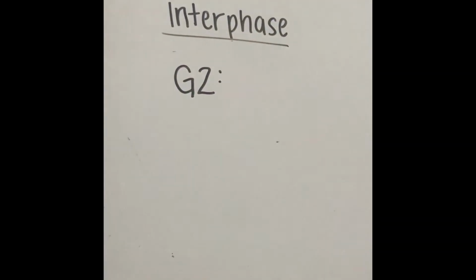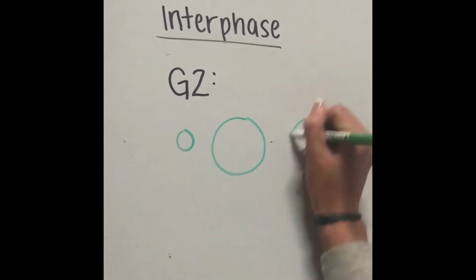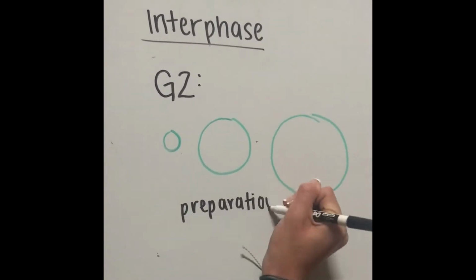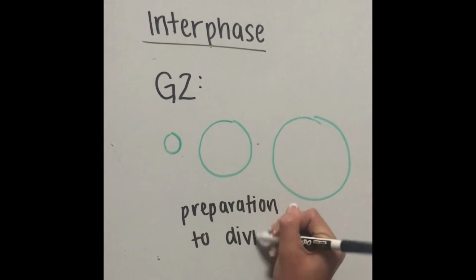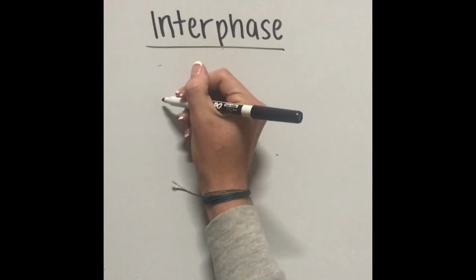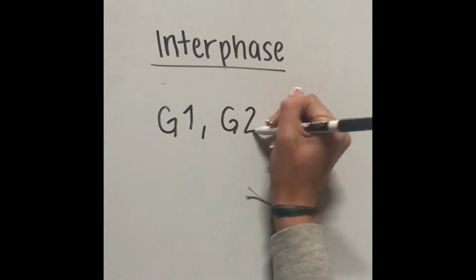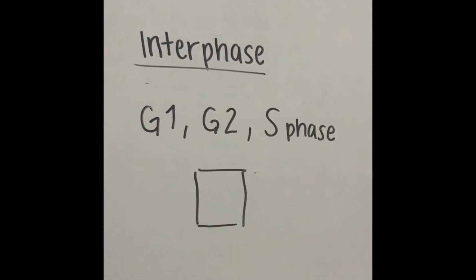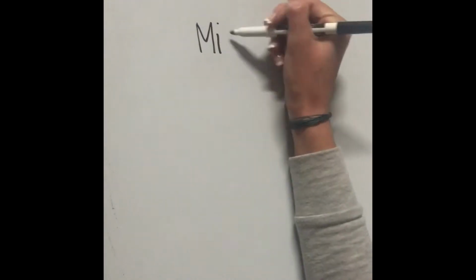The very last part of interphase is G2, where the cell expands. All of these phases above are checkpoints to ensure the cell is not damaged. Now onto mitosis.